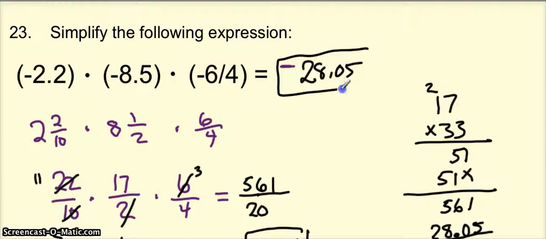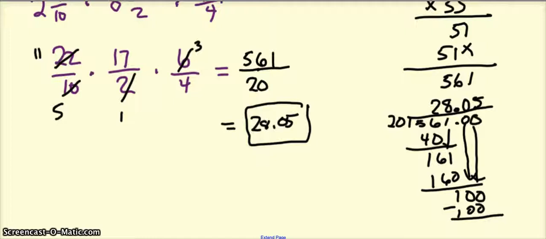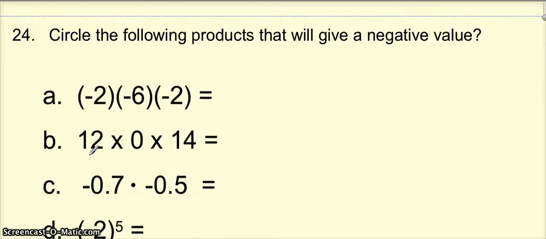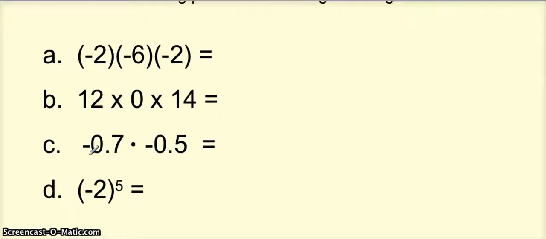And of course, you could have changed all of these into decimals and then multiplied them out, and you should end up with the same answer. Let's take a look at the second problem. So it's asking us to circle the following products that will give a negative value.